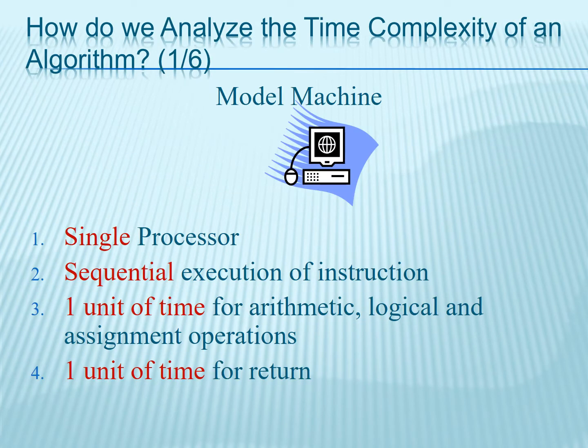How do we analyze the time complexity of an algorithm? To analyze the time complexity of an algorithm, we consider a model machine. The model machine is a single processor machine. The model machine executes the instructions sequentially. That is, one instruction is executed at a time followed by the subsequent instruction. The model machine uses 1 unit of time for arithmetic, logical, and assignment operations, and it also uses 1 unit of time for return from a function.